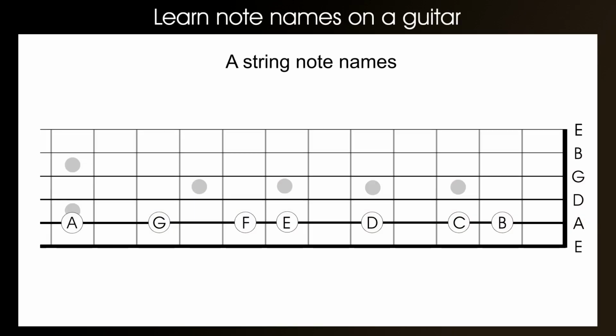The next step is to memorise the name of the notes on the A string. This is the last string you need to memorise the names of the notes on, but it's also an important one for other reasons other than reading music and theory.